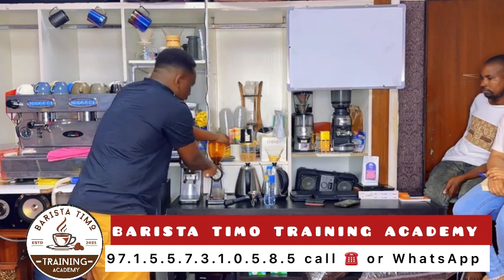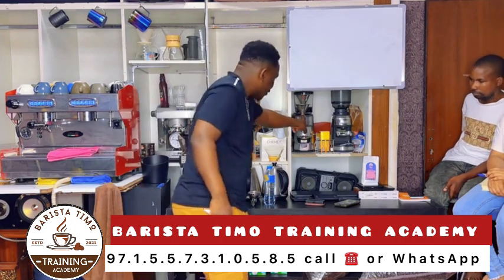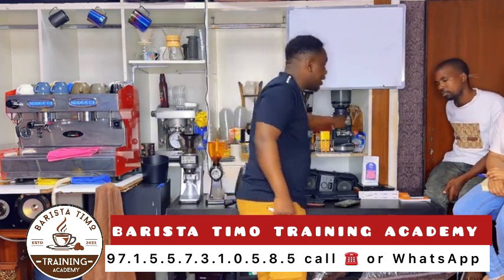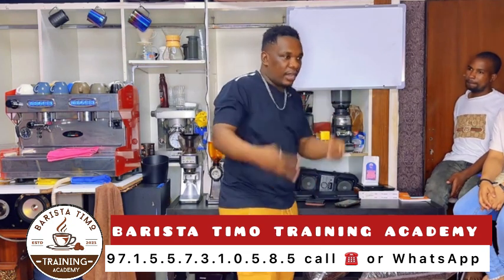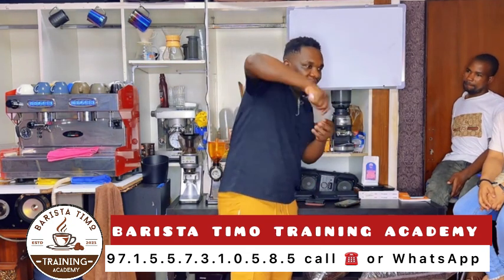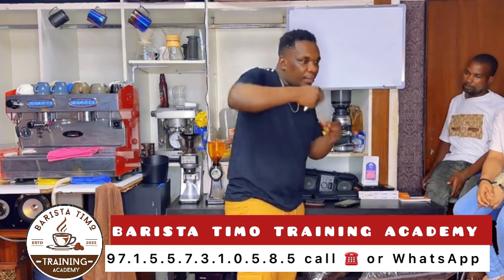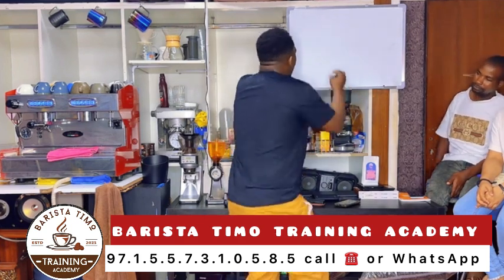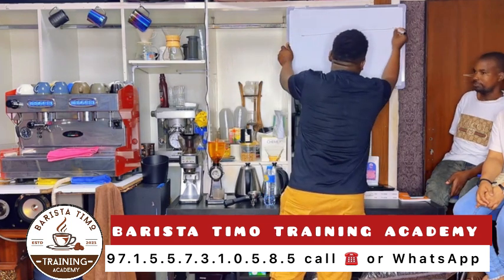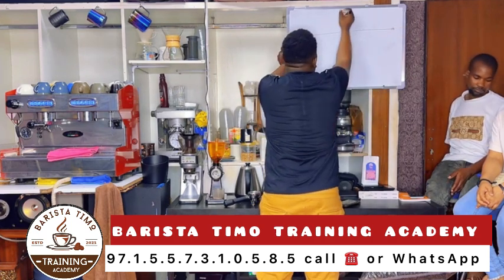This is the coffee grinder. This one is a coffee grinder, and that one is also a coffee grinder. You understand? A coffee grinder, what does it do? It grinds the coffee to break it into small particles. You understand? Now, this is the mechanism inside the coffee grinder.